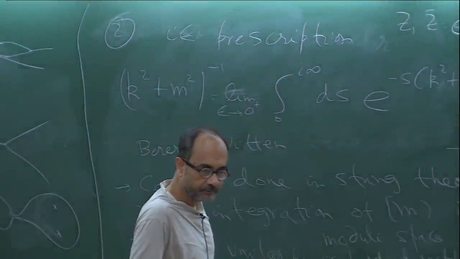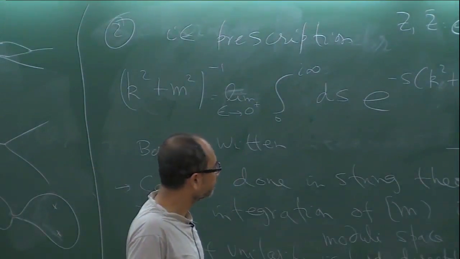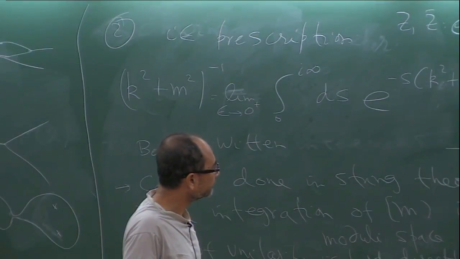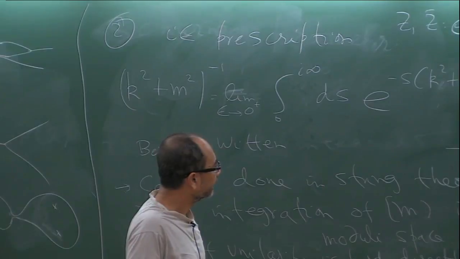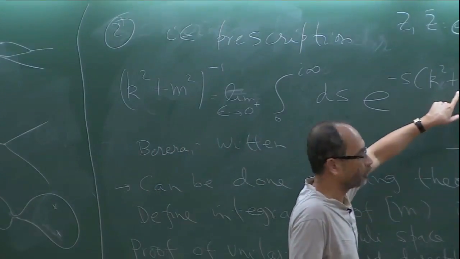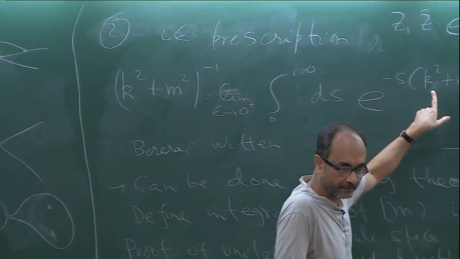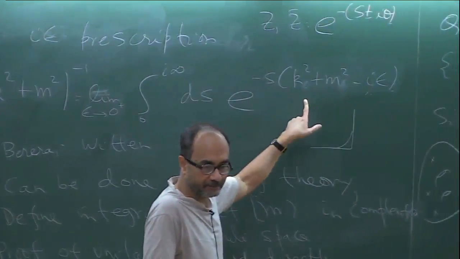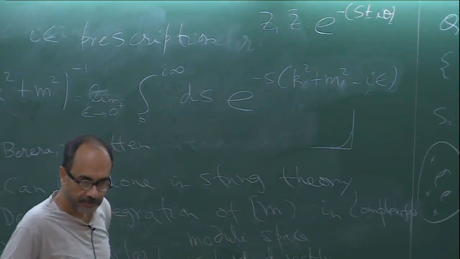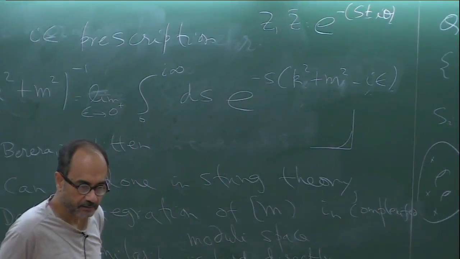Even if we took it along the real axis very naively, suppose k square plus m square was always positive, and we just took it along the real axis, you would get 1 over k square plus m square minus i epsilon. And yeah, if it was positive. But if it is negative, then this is ill-defined, right? So that's why you are deforming the contour. Exactly. What I was saying was the imaginary part.